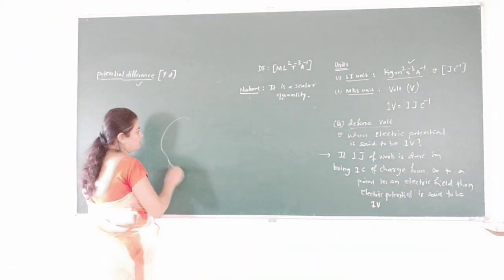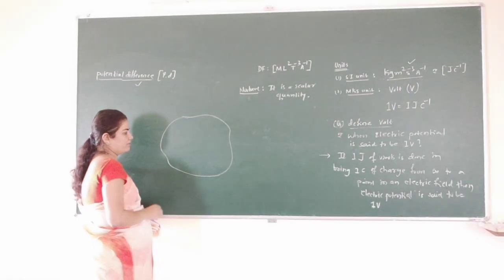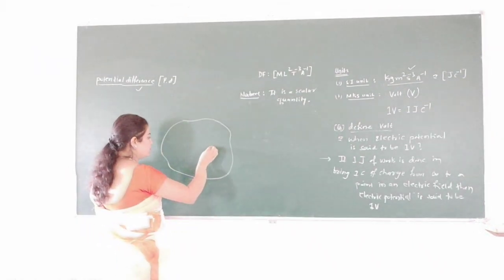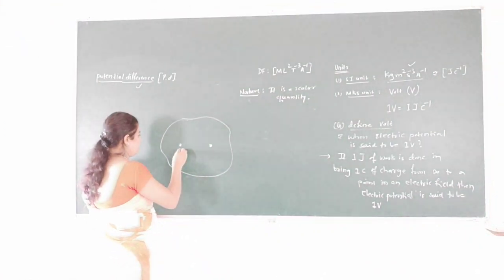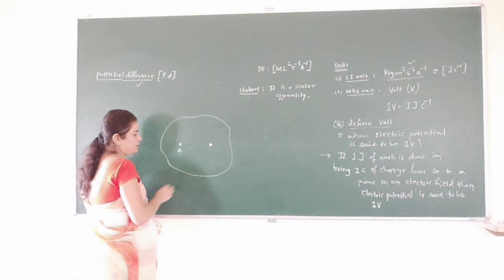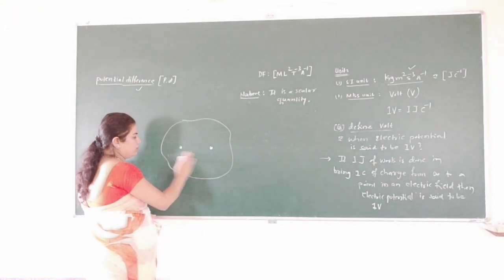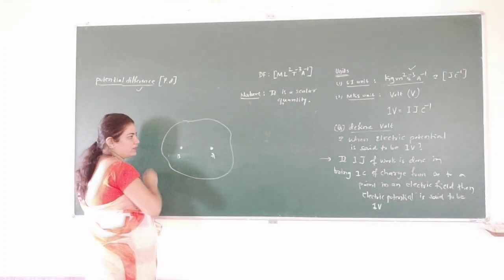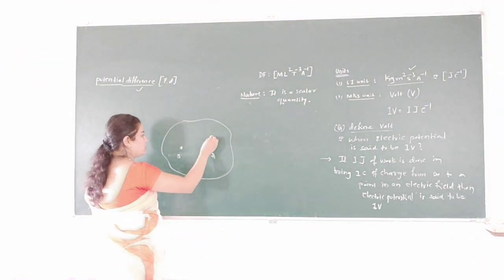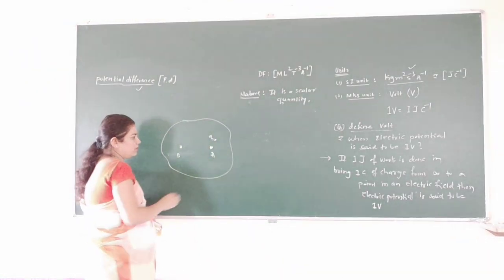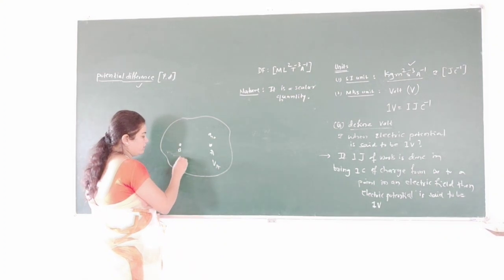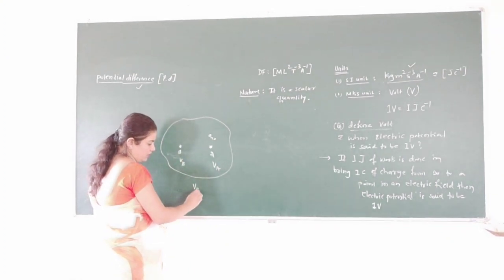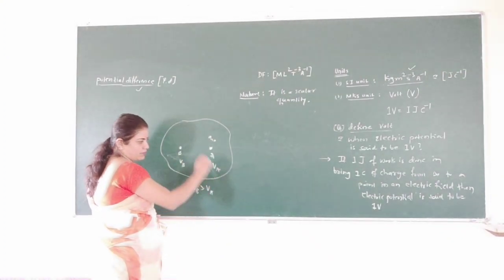Okay. Suppose this is the electric field. This is one point, this is another point. Here this I call A, and this I call B. The test charge Q0 is there. So the potential here is VA, and the potential here is VB. Here VB is greater than VA, remember.